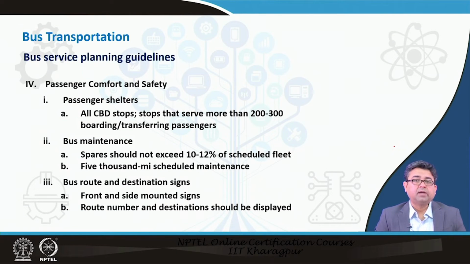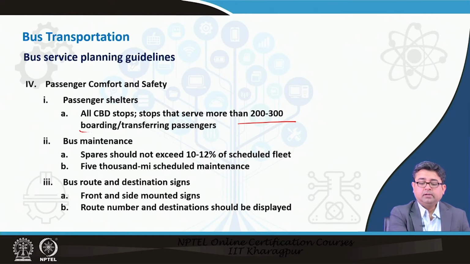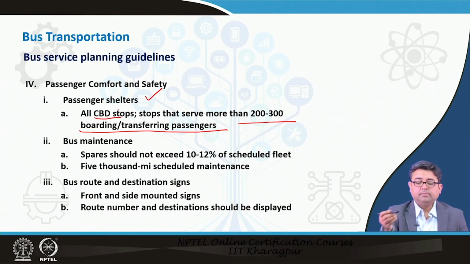Finally, you have to look at passenger comfort and safety. When it comes to passenger comfort and safety, there are several items that one has to plan for. For example, passenger shelters. Do you need a shelter and benches at your bus stops? Usually, what is recommended is that if the stop serves more than 200 to 300 boarding or transferring passengers, you need passenger shelters, and all CBD stops need passenger shelters.